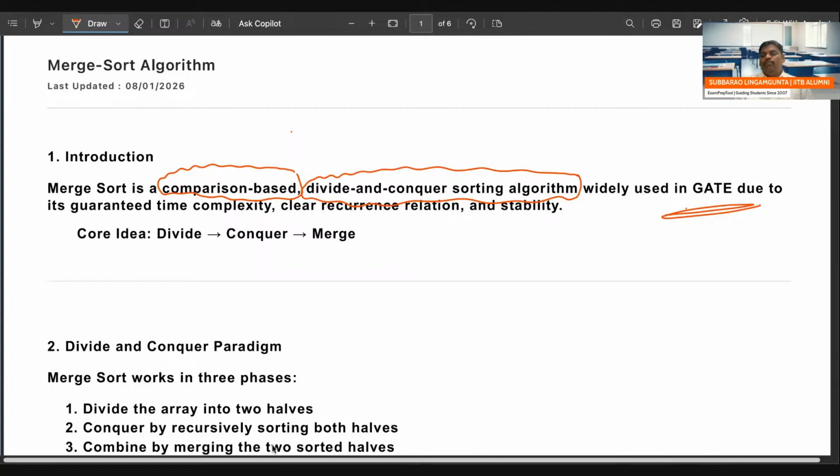Out of the 500 problems which we are going to discuss, approximately 50 questions are based on the merge sort algorithm. Please be careful. Some people are asking, sir, how exactly will this algorithm run?